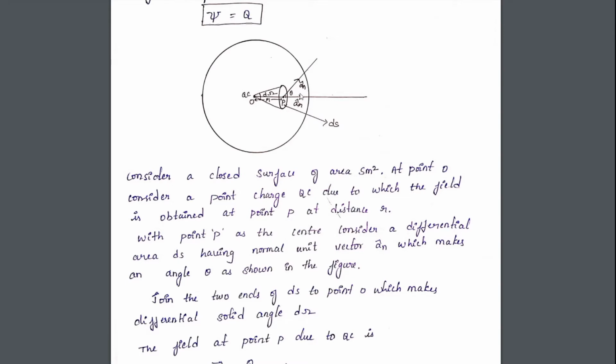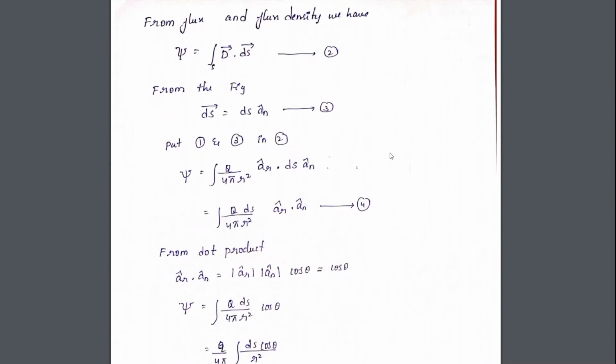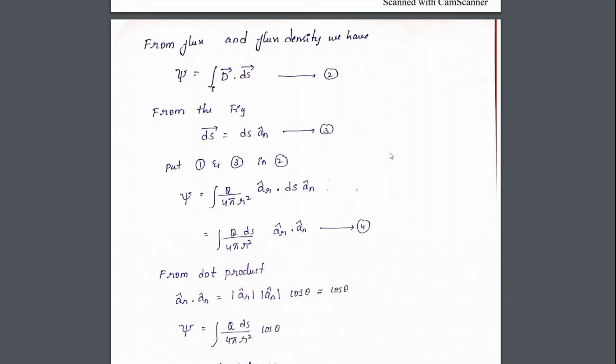Understood? So what is the first thing? At point O, you are placing the charge of Q. At a distance R, first we calculate the field at point P. Then from the field, we are calculating the flux density D. Then we need to write the expression for the flux and flux density. Psi is equal to the surface integral of D dot ds. We got the value for D from the first equation. ds you need to calculate.